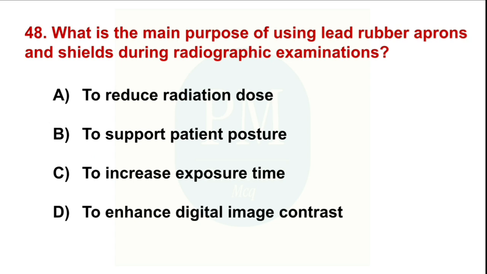What is the main purpose of using lead rubber aprons and shielding during radiographic examination? Option A, to reduce radiation dose. Option B, to support patient posture. Option C, to increase exposure time. Option D, to enhance digital imaging contrast. The correct option is option A, to reduce radiation dose.